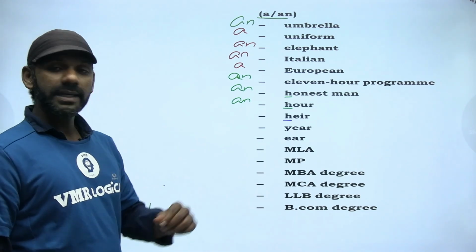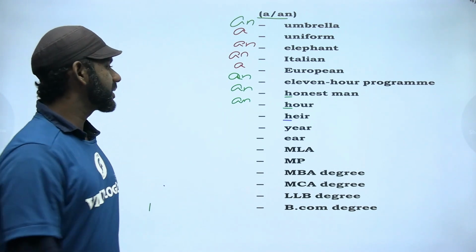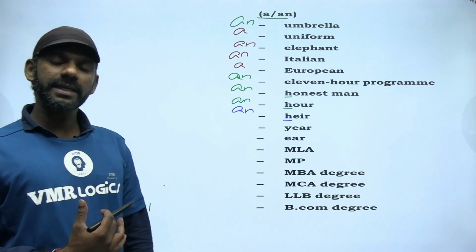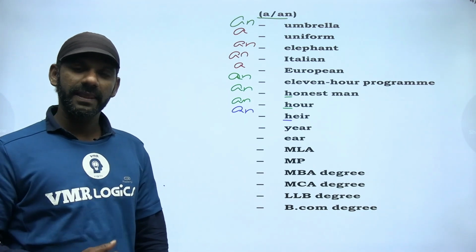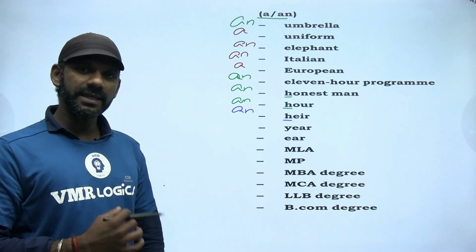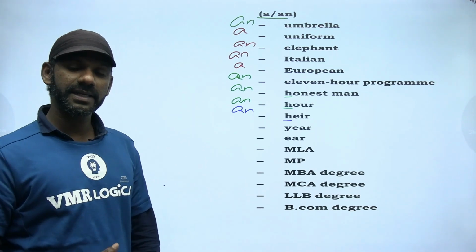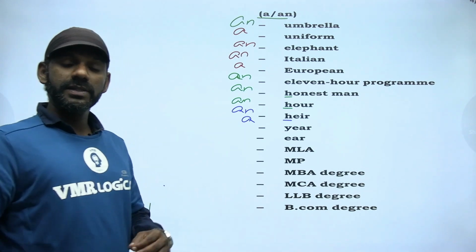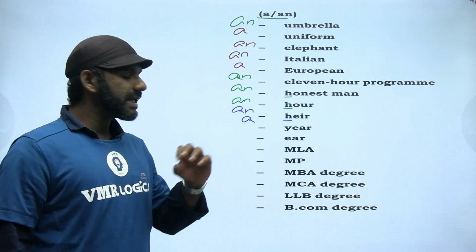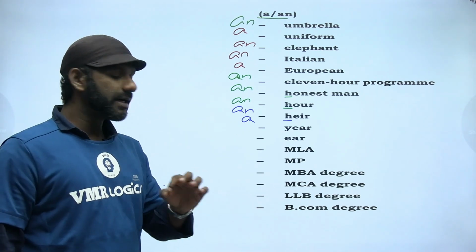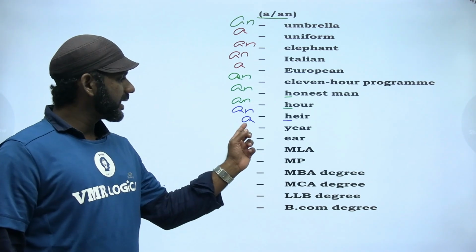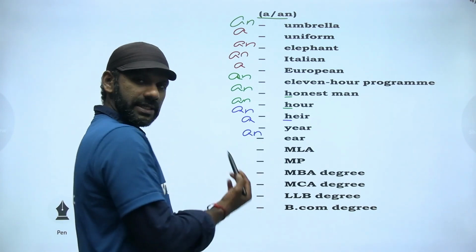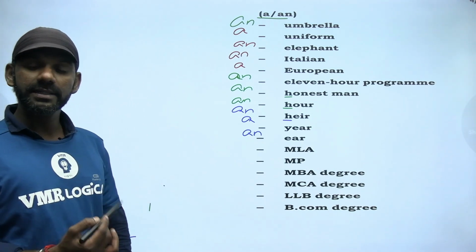An heir or a heir? I say it is an heir. Y-E-A-R is pronounced as year. It's a year or an year? It's a year. E-A-R is pronounced as ear. Y-E-A-R is pronounced as year. E-A-R is pronounced as ear. It's a year and an ear. I'll tell you the reason.